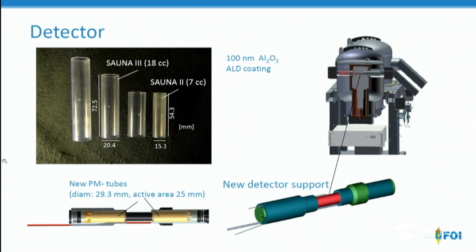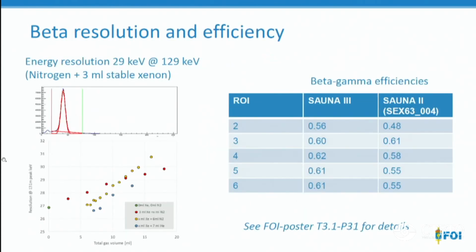And we have a 100 nanometer aluminum oxide coating to reduce the memory effect. We have new detector support and new PM tubes as well. And this has resulted in a resolution with much more xenon in the cell, 3 milliliters compared to 1.5 before, and also nitrogen instead of helium, but still we could keep and even lower the energy resolution.